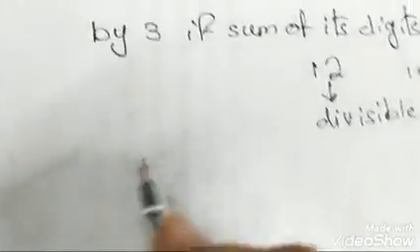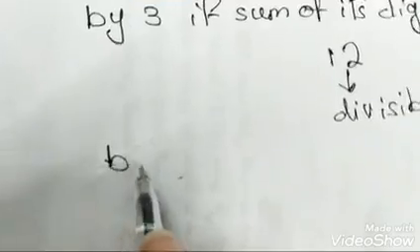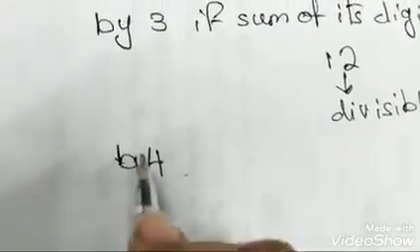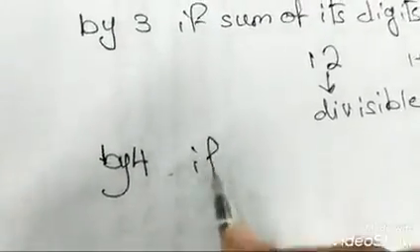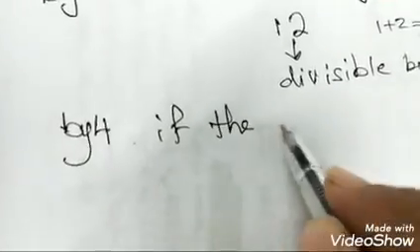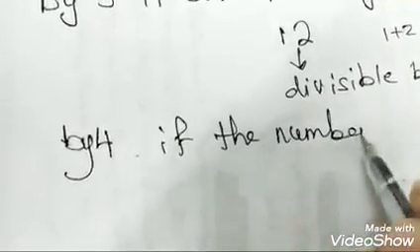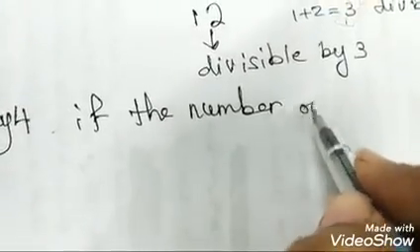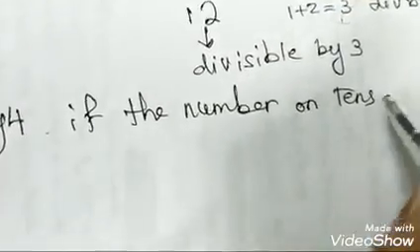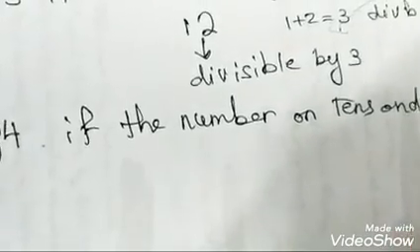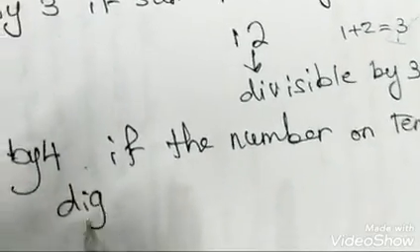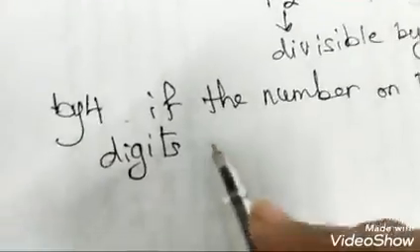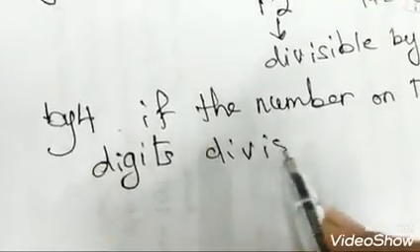How can I know if it's divisible by 4? If the number on tens and ones digits is divisible by 4.